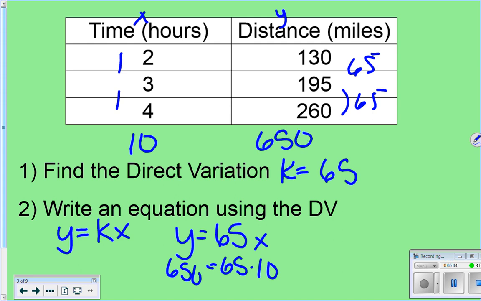That's why this is my x and this is my y. My y is going to be my answer. After I do it, my x is what I'm going to put in. Does that make sense to everybody? We'll keep practicing.